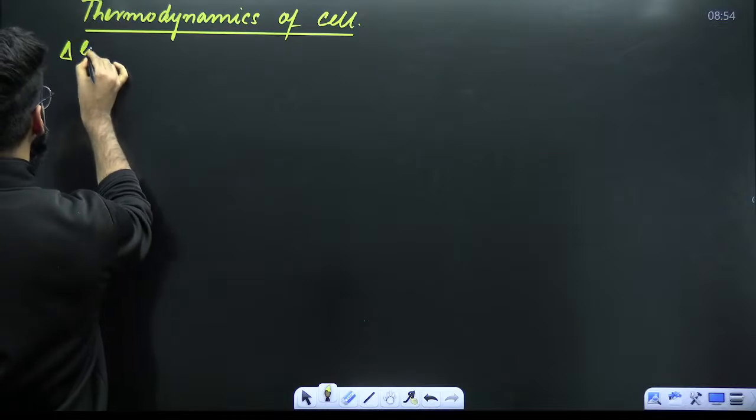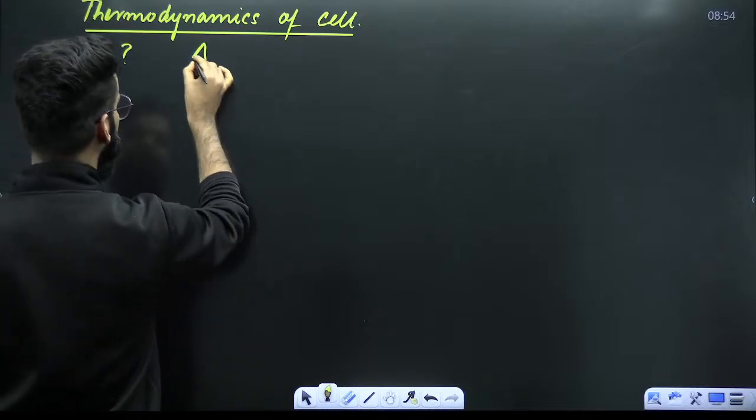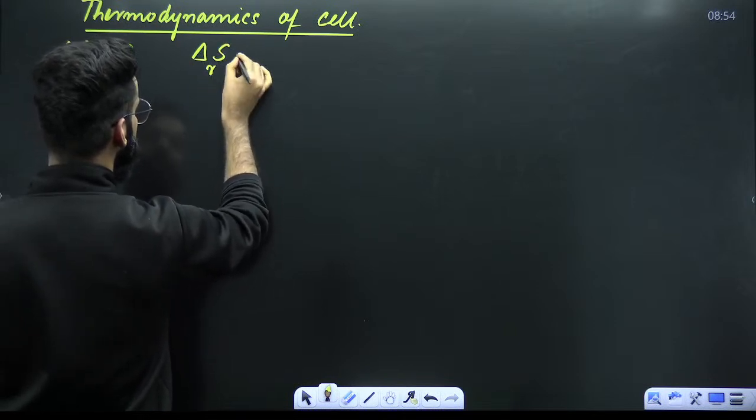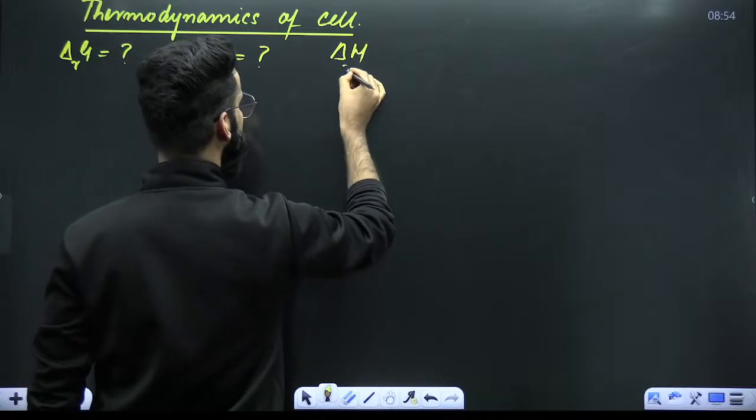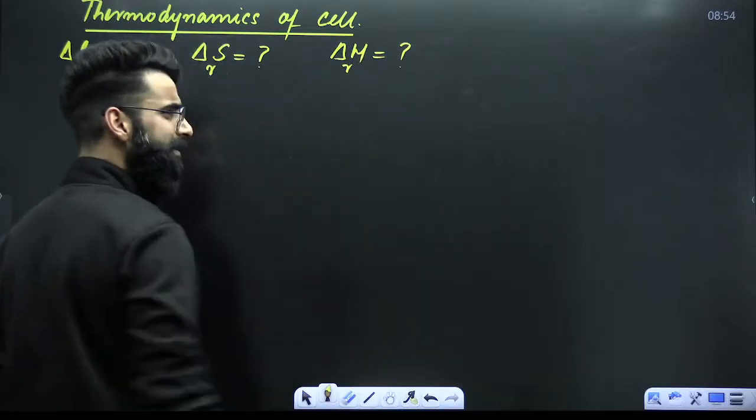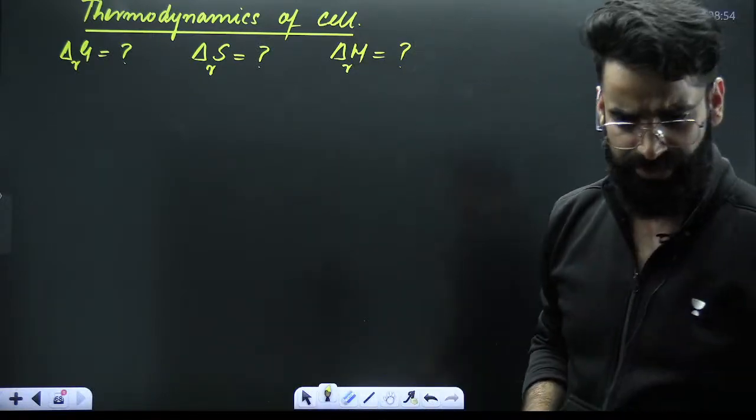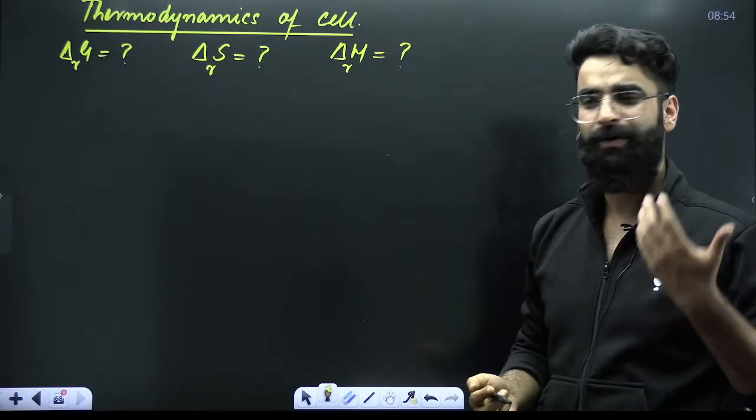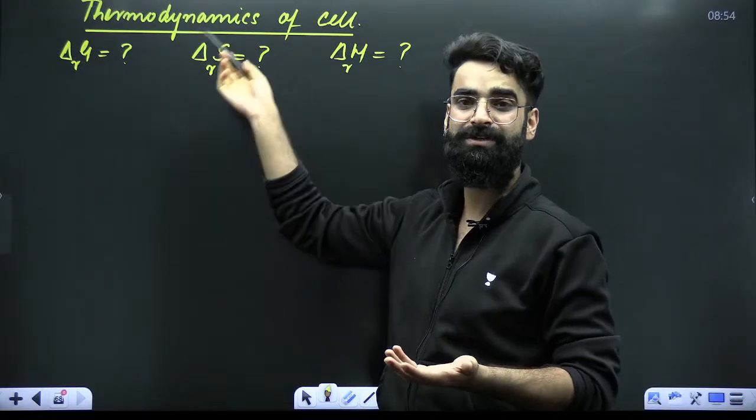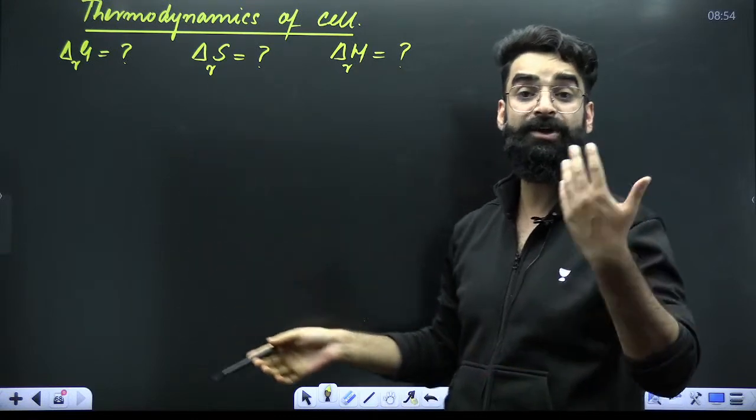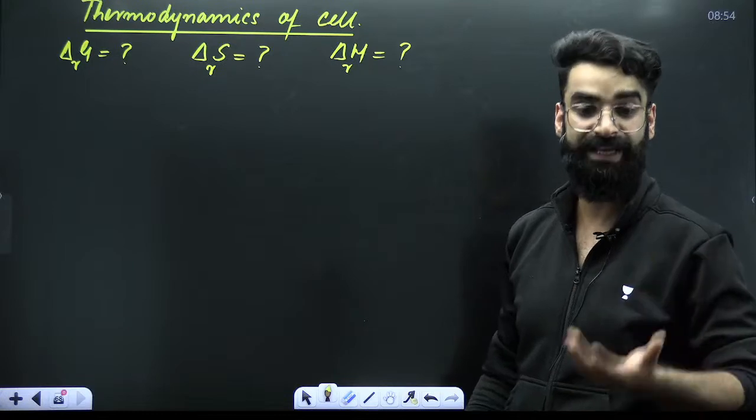calculate delta G for the cell, which you already know how to do. They can ask you to calculate entropy change, or calculate enthalpy change. These are the three things which they can ask you related to the thermodynamics part of the cell. When the galvanic cell is working, what will be the delta G, the entropy change, and the enthalpy change?